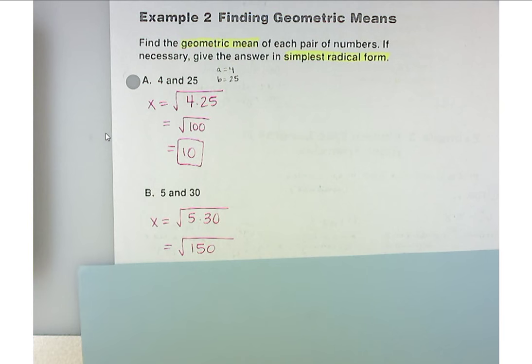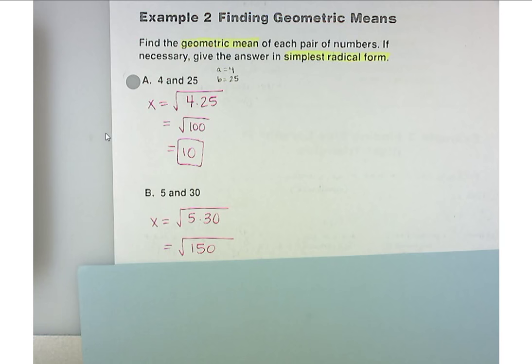So remember, you want to find the perfect squares that go into 150. And what's usually the lowest one that you would start with? 4, right? Because it's 2 squared. So does 4 go into 150? No. Okay, so what would be the next one we try after 4? 9. Does 9 go into 150?